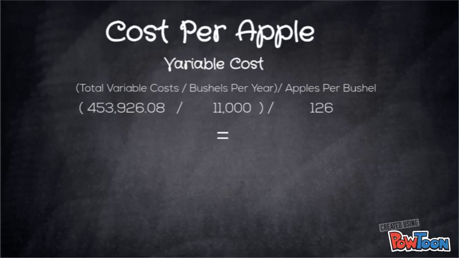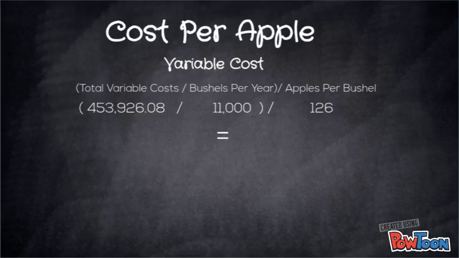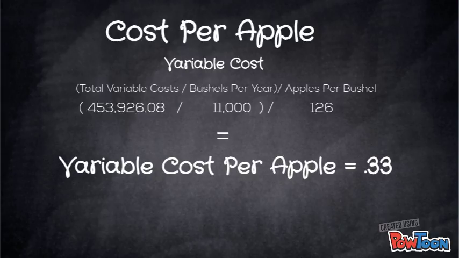Next, we have to find the variable cost per apple. In order to do that, we use the same formula we did last time, except we substitute the total fixed cost with total variable costs, and then solve. The total variable cost on the farm was $453,926.08. That gives us our total variable cost per apple of 33 cents.